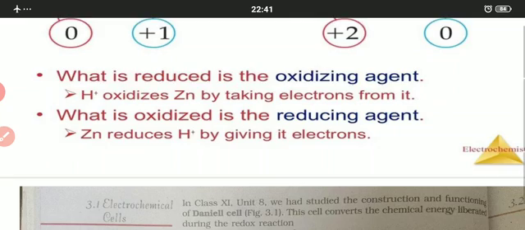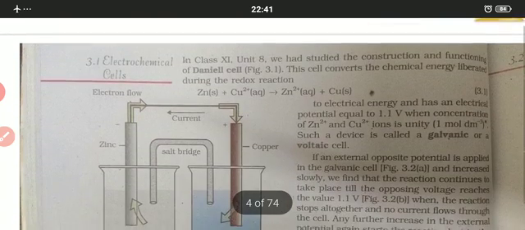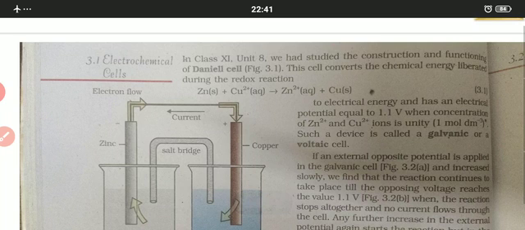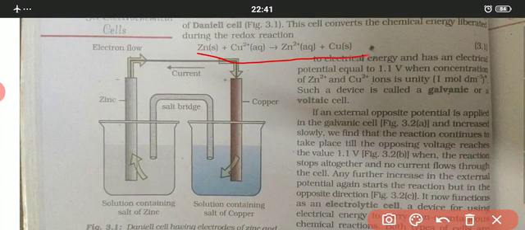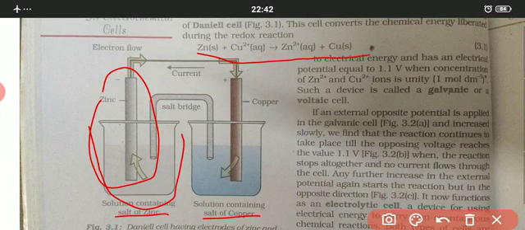Now, electrochemical cell. In standard 11 we already discussed the function and construction of Daniell cell. So in Daniell cell, see, we have two beakers, one beaker containing solution of zinc sulfate, another beaker containing solution of copper sulfate. In both beakers we have an electrode, one electrode made up of zinc which is dipped in zinc sulfate, another electrode made up of copper which is dipped in solution of copper sulfate.